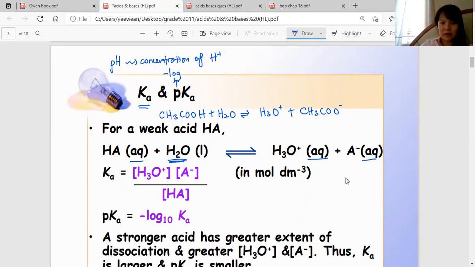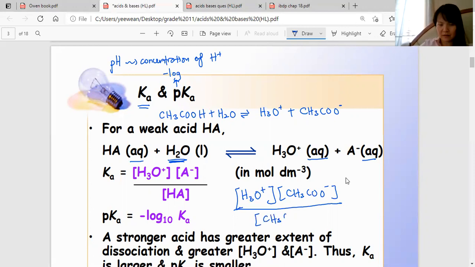So it means that the water is very concentrated here. There's a lot of water, so it remains almost constant. So we're gonna ignore the water here. So I'm just gonna take H3O+, CH3COO-, and over the reactants, just like Kc in SL. Now that equals my acid dissociation constant.